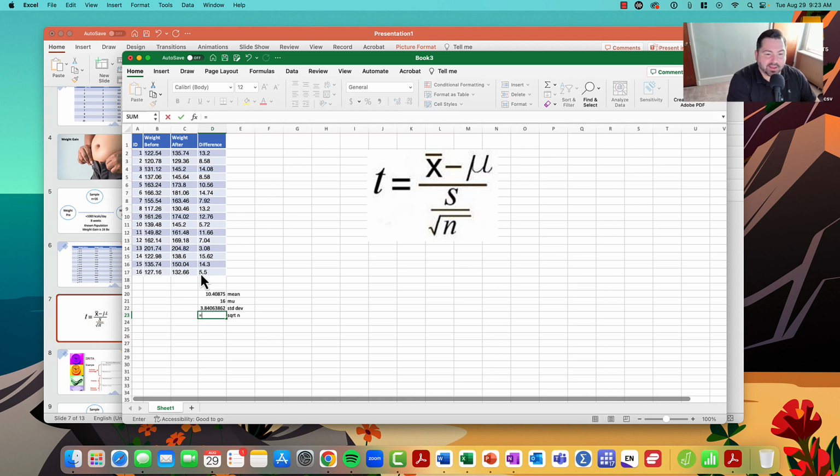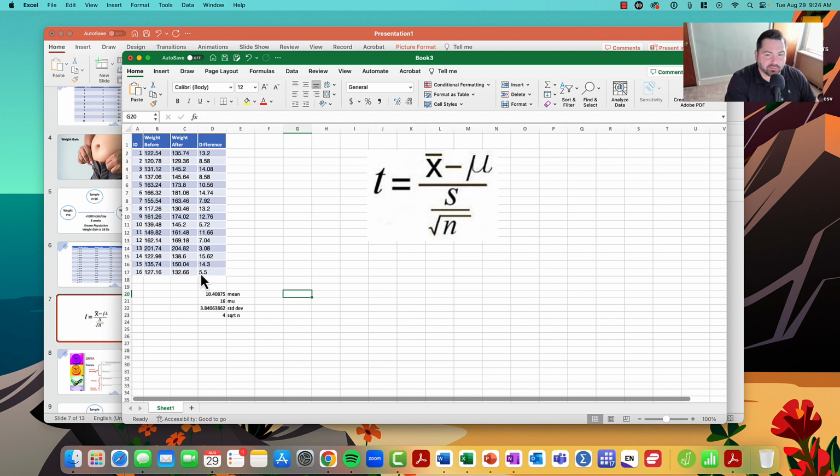And then lastly, I can set the square root function equals SQRT, open parentheses, and I have 16 participants in my data set. So I'm going to close that, and there I have those pieces. Okay, once I have that, to calculate the t-statistic, I'd like to address the numerator first and then the denominator, and then take the ratio of those two.